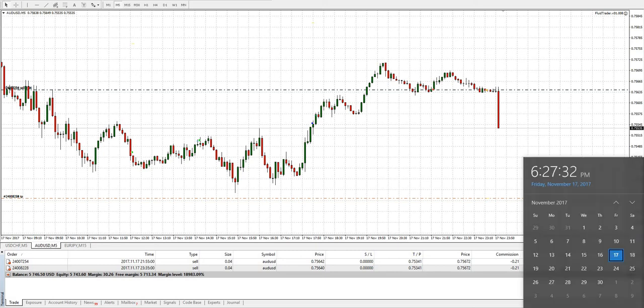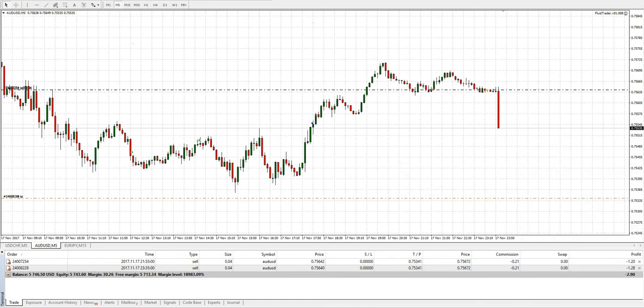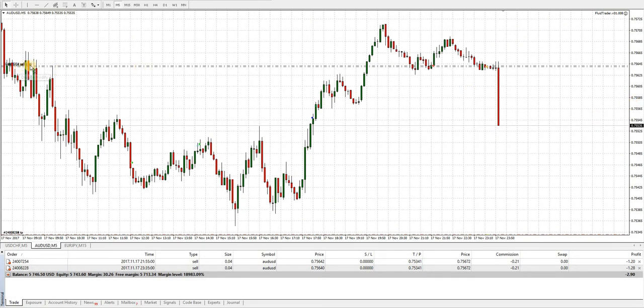Hey folks, today is November the 17th. It's currently 6:27 in the afternoon. We're going to do our Fluid Trader weekly update review. And just looking at the chart here, you can see we have two trades open going into the weekend.